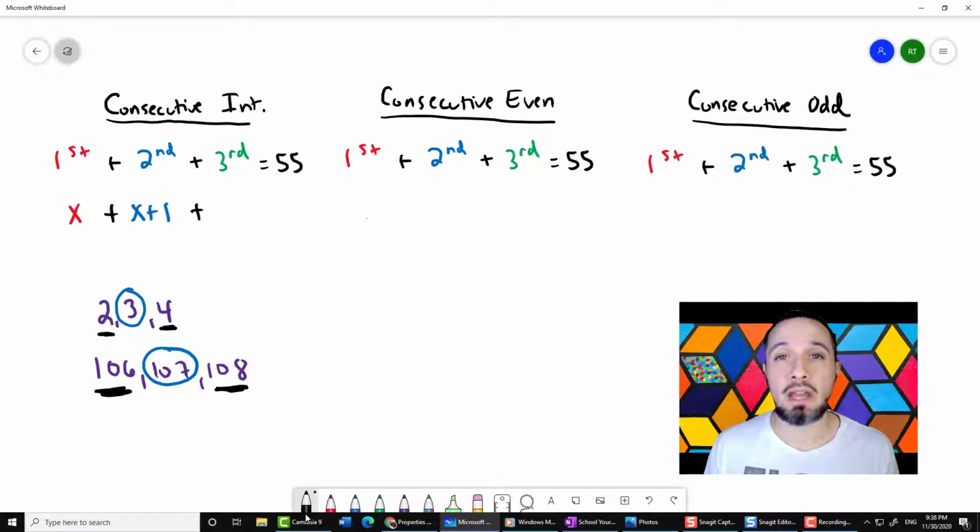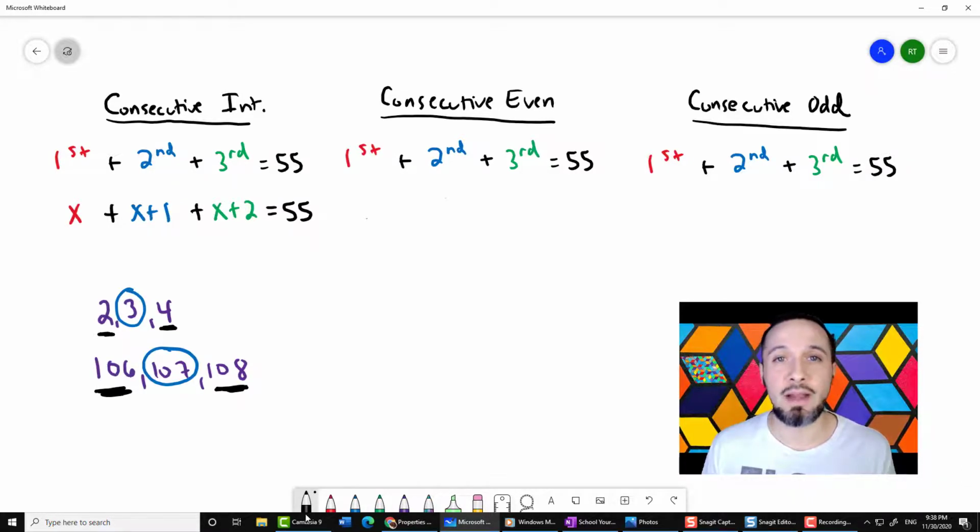How much more is this number compared to this number? And you can see it doesn't matter which numbers you pick. The third number is always going to be 2 more than the first number. Which means I would put down x plus 2 because it's 2 more than that first number that I picked. And I'll put equals 55. So that'll be my setup for that situation there.